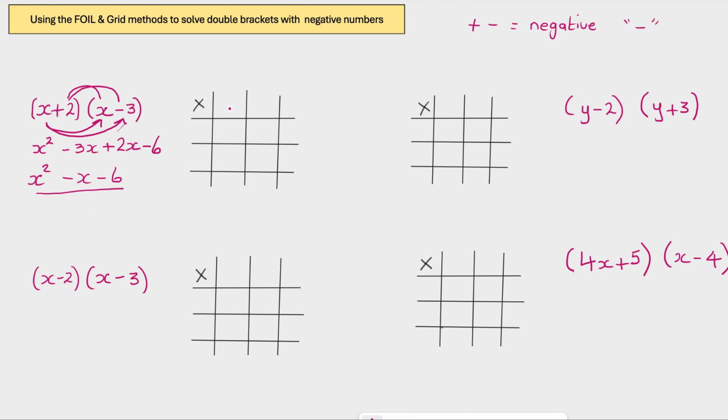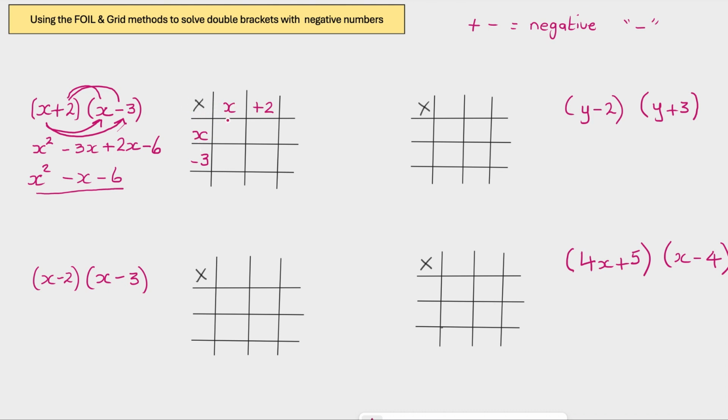Let's go back to the grid method. So as we know, we need to do the same. So x plus 2. So we put the first bracket across and the second bracket below. So that becomes x minus 3. All the information's in. This is times. This is telling you it's a times.